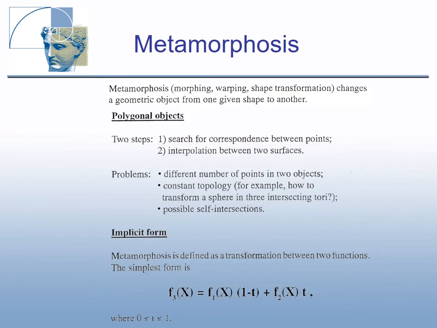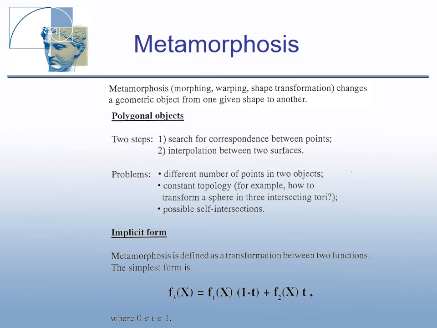Metamorphosis, or morphing, warping, takes one shape and continuously changes it into another shape. There are many problems with this operation applied to polygonal meshes and parametric surfaces or curves. It is hard to handle different numbers of points in two objects. Changing the topology is an unsolved problem, for example, metamorphosis of a sphere mesh to a sphere with one or more handles.